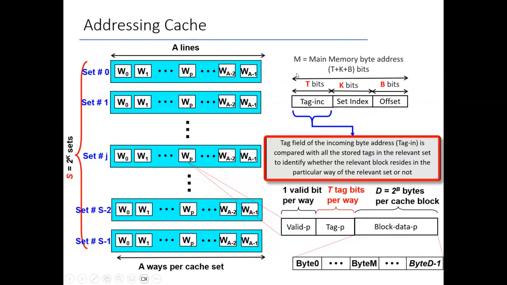Now we have the tag. We compare the tag field of the incoming byte address, called tag in, with all of the stored tags. So it is compared with the tag of way 0, the tag of way 1, and also the tag of way p. So how many tag comparisons will there be? Anyone may answer this question.